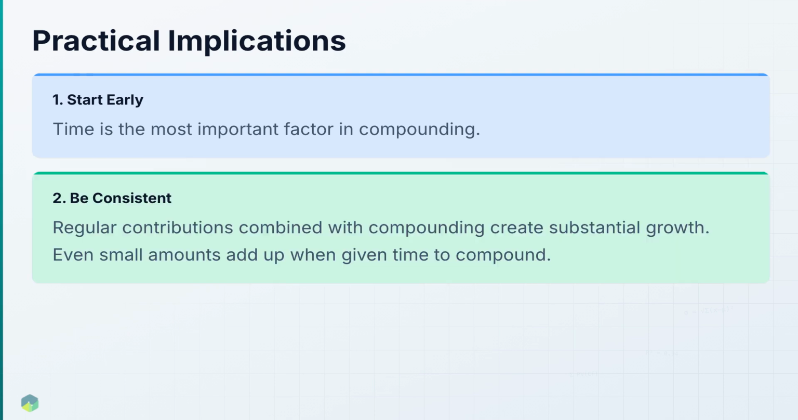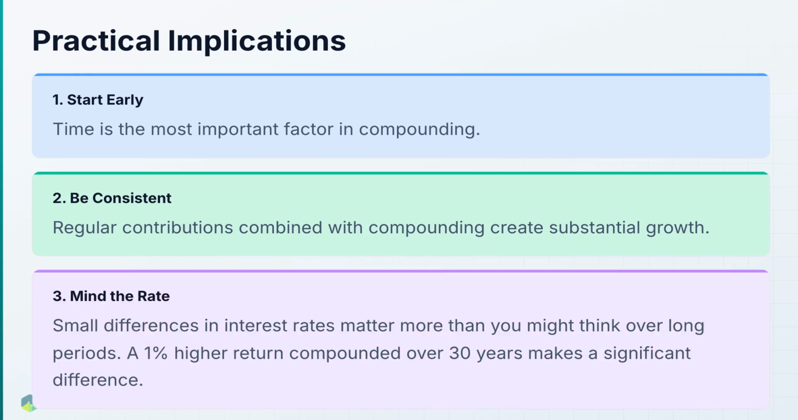Second, be consistent. Regular contributions combined with compounding create substantial growth. Even small amounts add up when given time to compound. Consistency beats sporadic, large investments. Third, mind the rate. Small differences in interest rates matter more than you might think over long periods. A 1% higher return compounded over 30 years makes a significant difference in your final wealth.